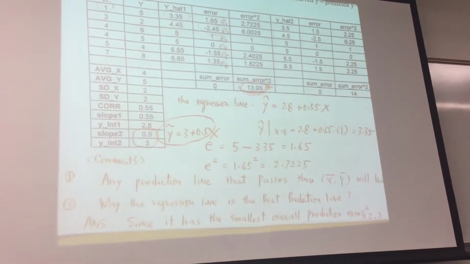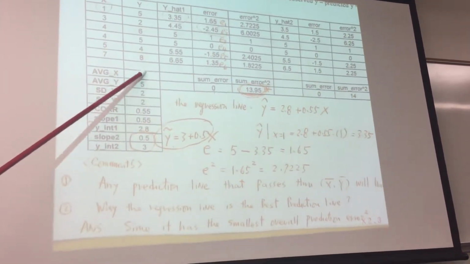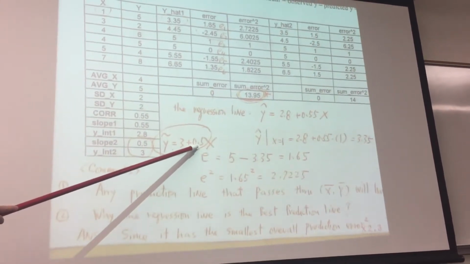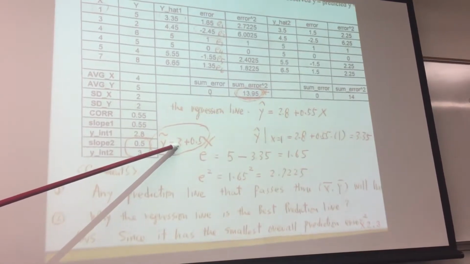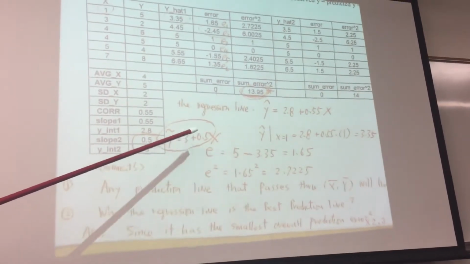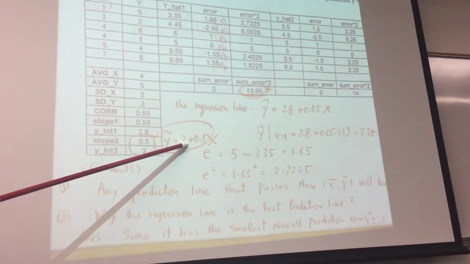Why is it also equal to 0? The idea is very simple. Look at here. If you plug in x bar equal to 4, 4 times 0.5 is 2. 2 plus 3 is 5. So this line also goes through x bar, y bar. Are you with me? So this is another good prediction line because it also passes through the center of the data set.